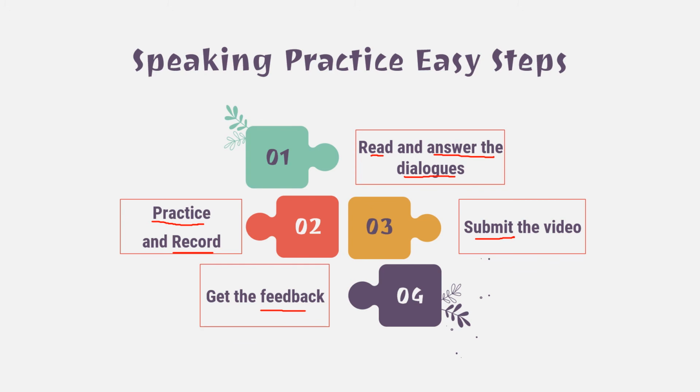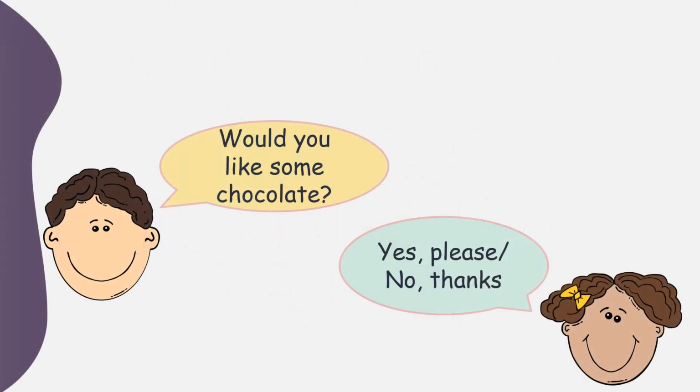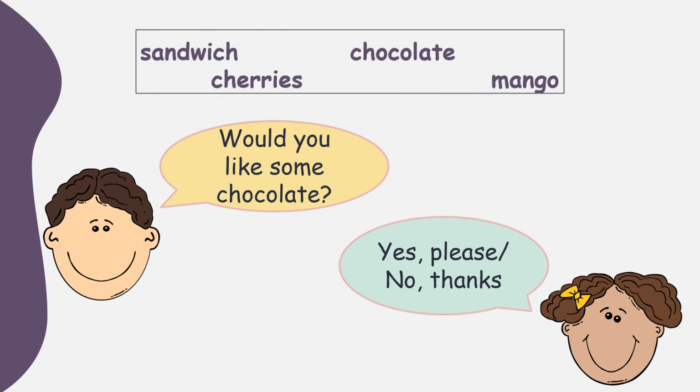Okay, so let's move to the dialogues. This is the example only. Okay, here is the simple dialogue. So simple actually. Mini dialogue. I have 4 things here: sandwich, chocolate, cherries, and mango. Here, somebody will be A, and another one will be B. So you can choose to be A or B. If you choose to be A, that means you will ask the question. If you choose to be B, that means you have to answer the question.